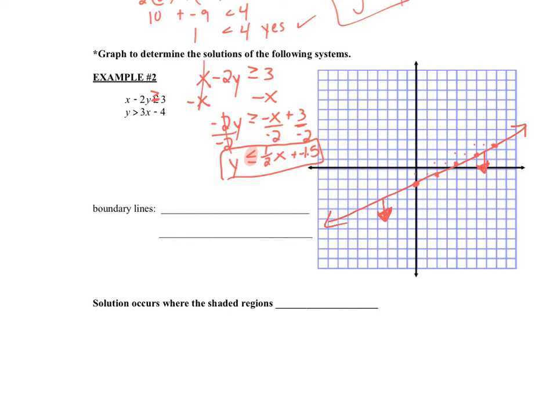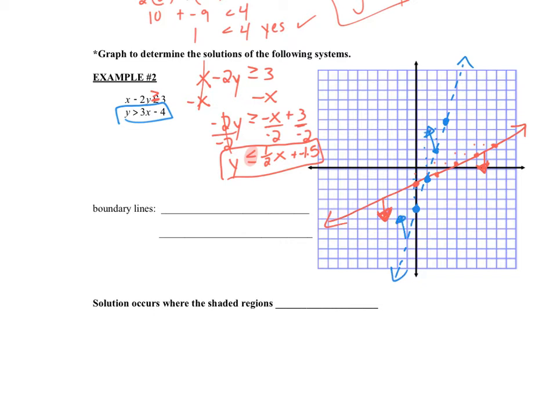Then we graph our second equation. The y-intercept is negative 4. 1, 2, 3, 4. The slope is positive 3. Up 3, 1, 2, 3, to the right 1. Up 3, right 1. Up 3, right 1. And is this going to be a solid or a dashed line? This will be a dashed line. And it says y is greater than, so you shade above.